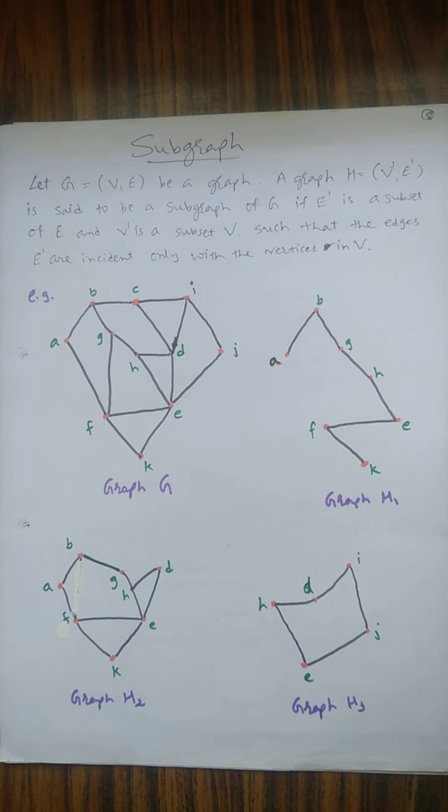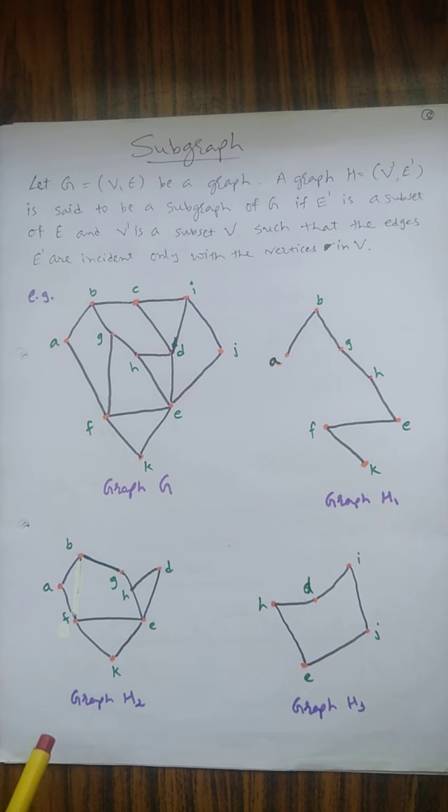So we can understand here that if there is a graph G and a graph H, H is called a subgraph of G if all the vertices of H are a subset of the vertices of G, and all the edges of H are a subset of all the edges of G. But each and every edge is incident with only the vertices of V. So you can see some examples here.